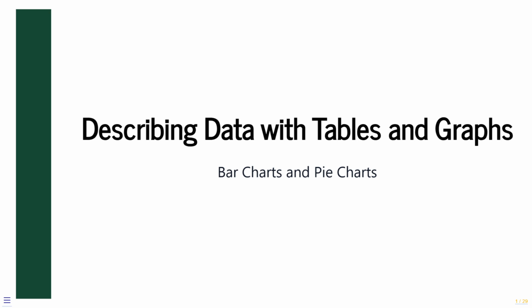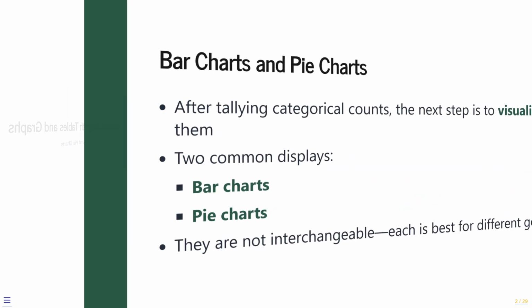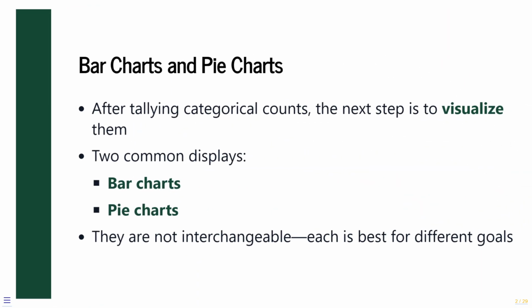When you've tallied the counts of a categorical variable, your next job is to turn those numbers into a picture. Two of the simplest pictures, bar charts and pie charts, seem deceptively alike. Each shows categories and their sizes. But as we'll see, they serve different purposes and come with different design rules.